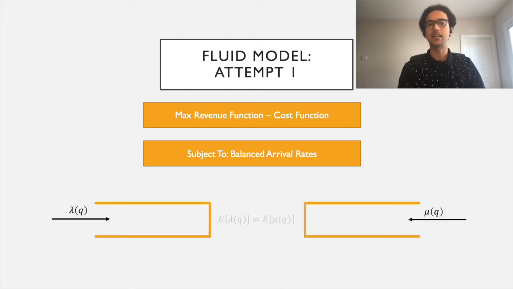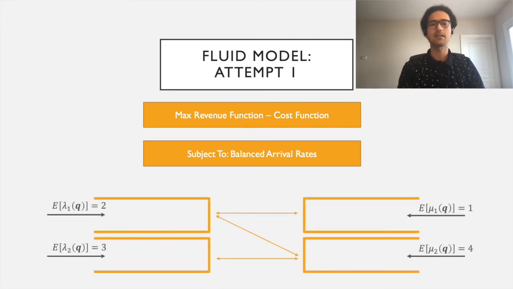This results in an optimization problem of maximizing the profit subject to balanced arrival rates. In a single link queue, this boils down to expectation of lambda equal to the expectation of mu, which intuitively is a first order condition for stability. In a multiple link two-sided queue, balanced arrival rates corresponds to the existence of a matching which matches the customer arrival rates with server arrival rates exactly.